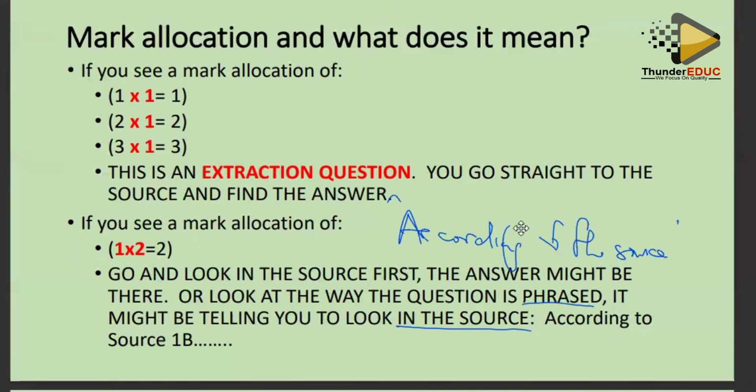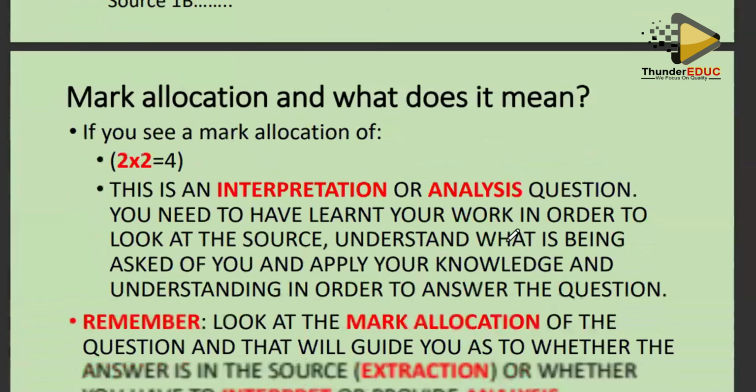Right. So we move on to mark allocation again. We are still doing the same. It's a 2 by 2. It's interpretation or analysis. You have learned from your working order to look at the sources, understand what is being asked, and apply your knowledge and understanding in order to answer the question. So a 2 by 2 equal to 4 is an interpretation question. You are interpreting the evidence from the source. You are figuring out sense from what is provided in the source.